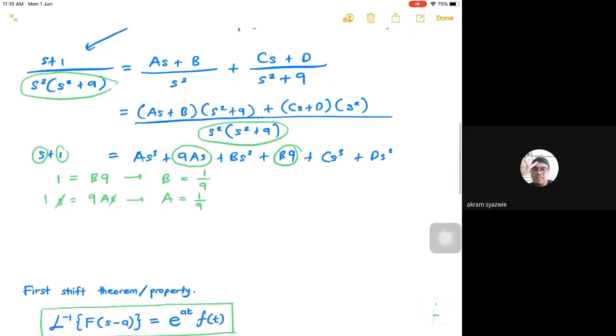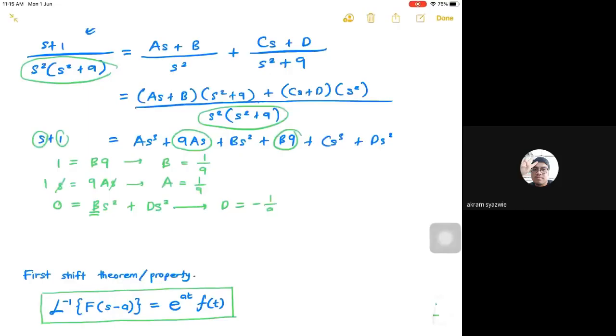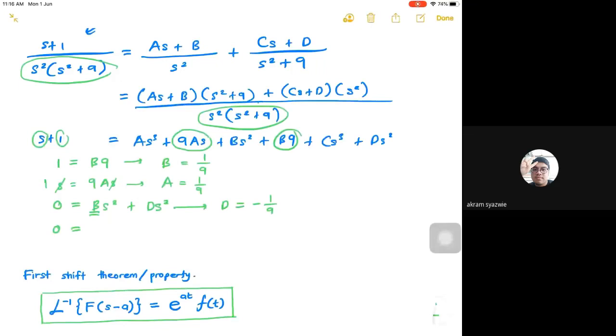Afterward there is no s square and s cube component at the left hand side. Therefore, for the s square component, the left hand side is 0. We know the b already, so you can find yourself that d is equal to negative 1 over 9. And same goes to the s cube. The left hand side is 0, so the right hand side is as cube plus cs cube. Eliminate the s cube, therefore c is equal to negative 1 over 9 as well.